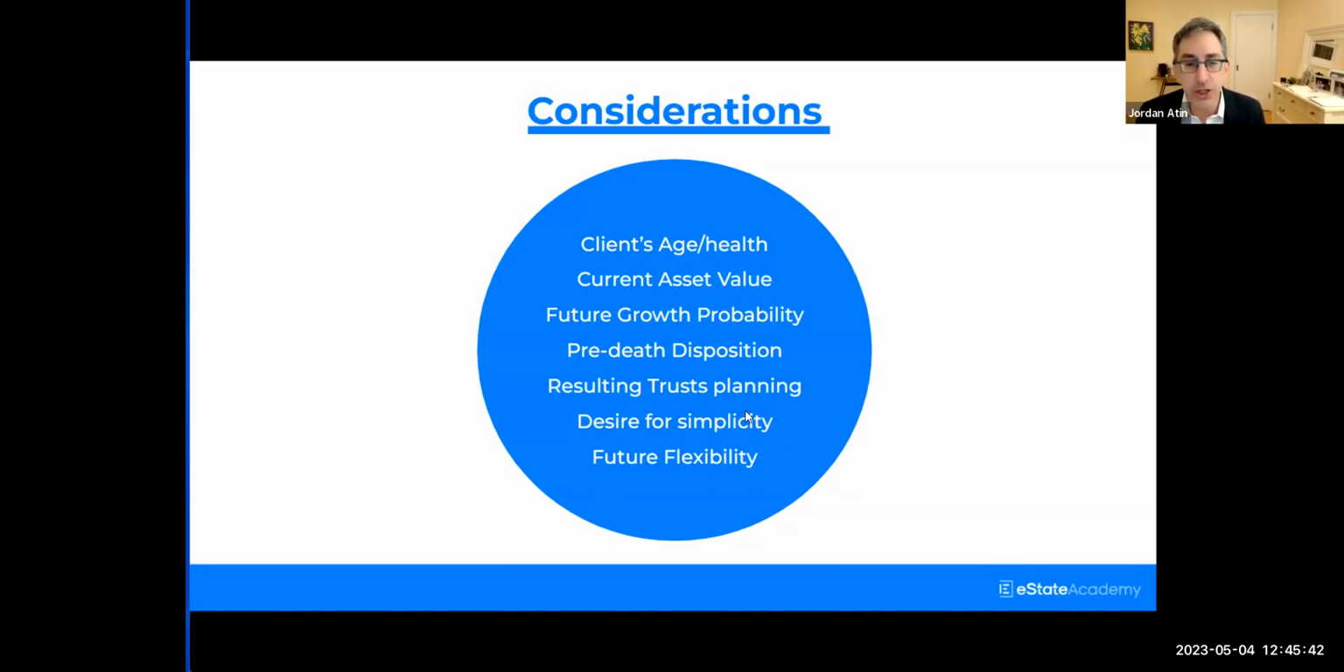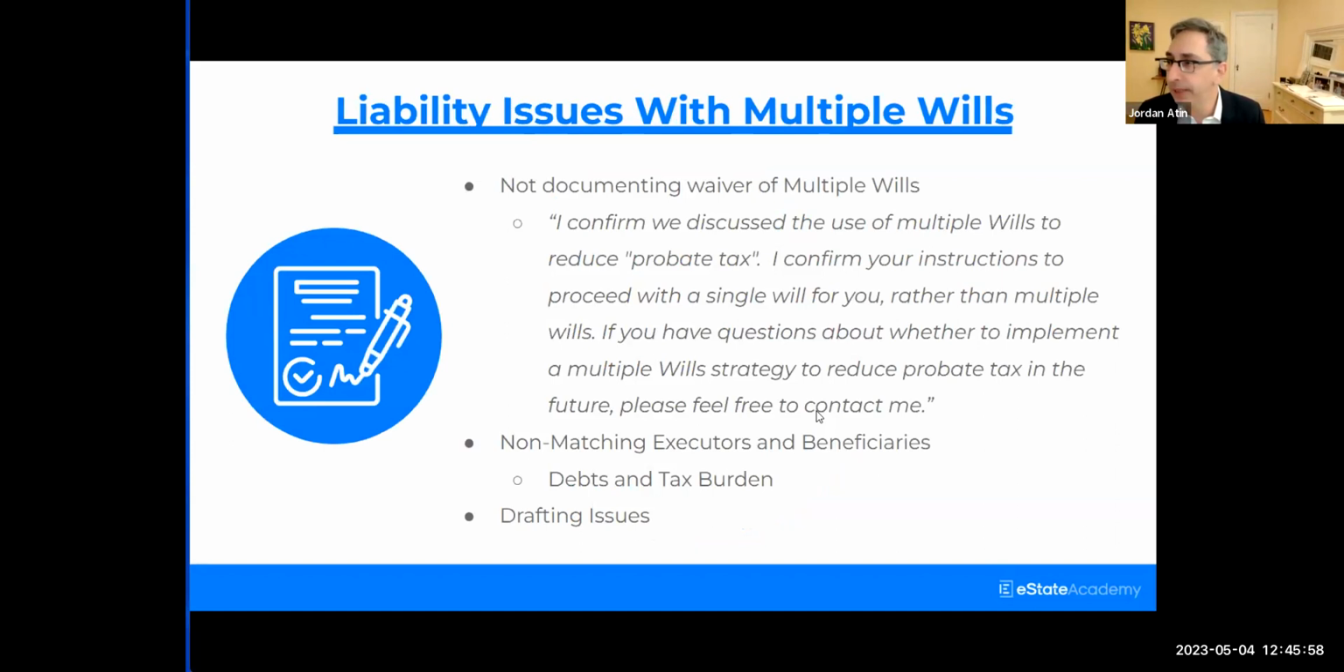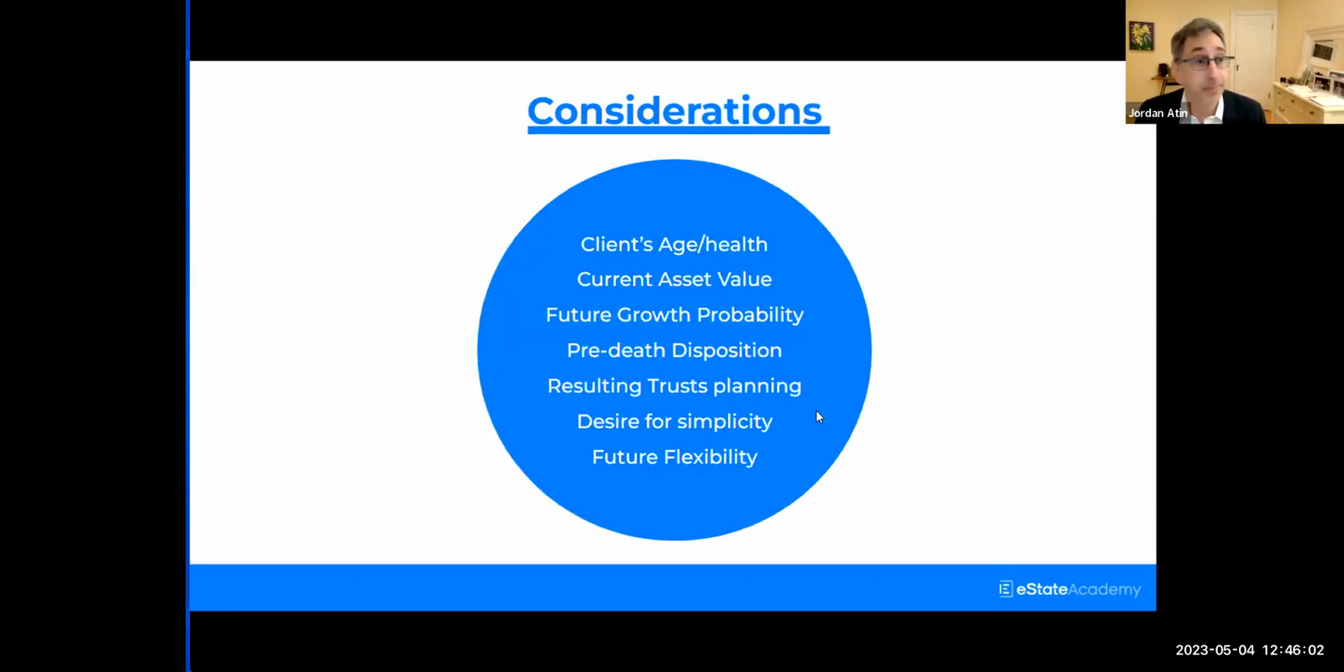But the benefit of future flexibility, taking account of future events like bare trust and resulting trust planning, I'm using that term kind of synonymously, there's a good reason to do that. And we'll talk maybe briefly about what the cost might be.